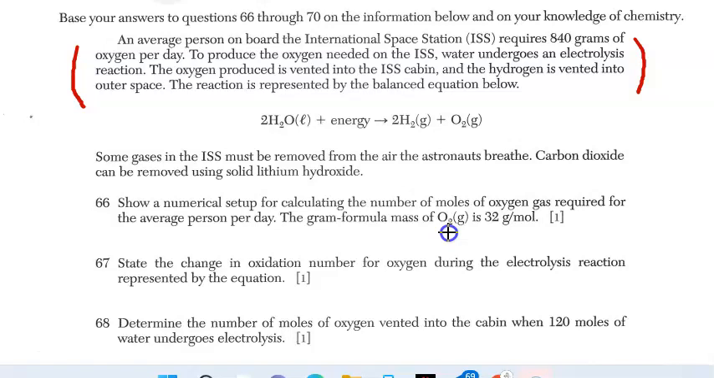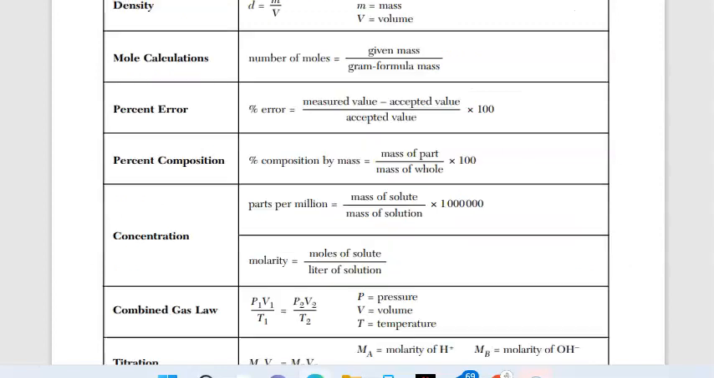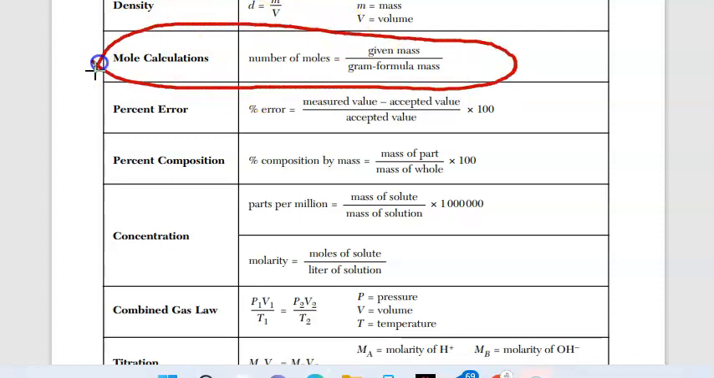In 66, we want to show a numerical setup for calculating the number of moles of oxygen gas required for the average person per day. And you're even given the gram formula mass, so you don't have to calculate that. Now, for moles, when you have the gram formula mass, let's flip over to Reference Table T in case you don't know where this particular formula is. And here's Reference Table T. Right here, you can see we need the mass, and we're going to divide by that gram formula mass that was given.